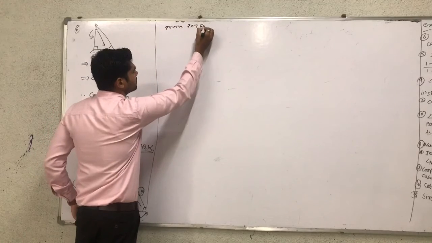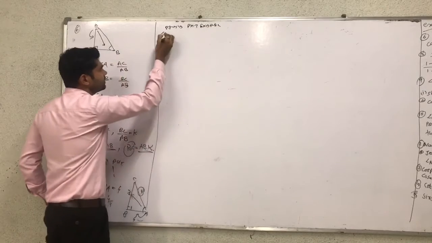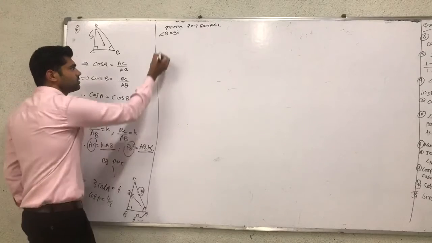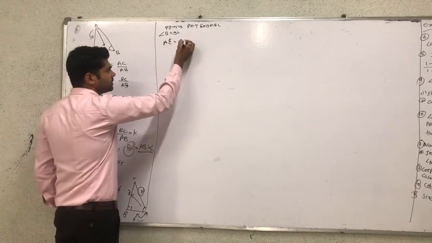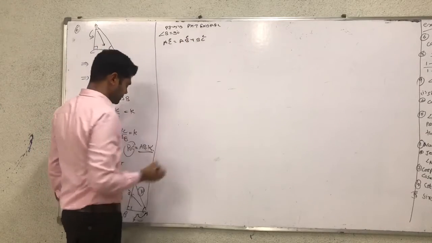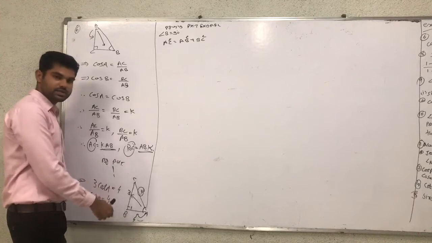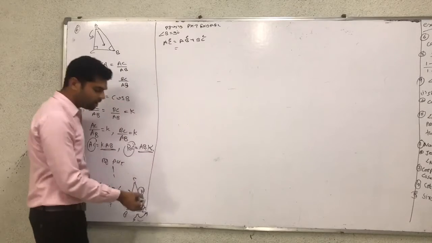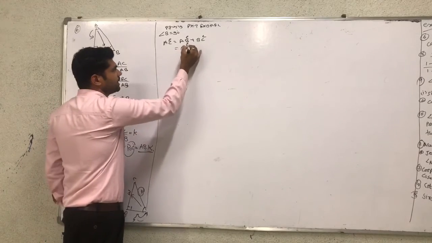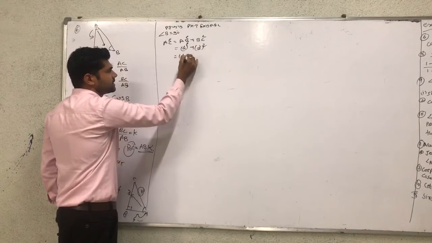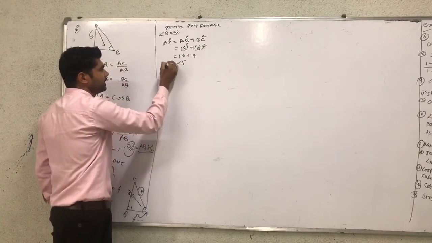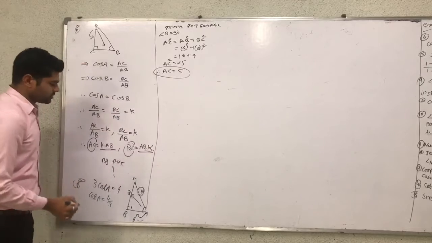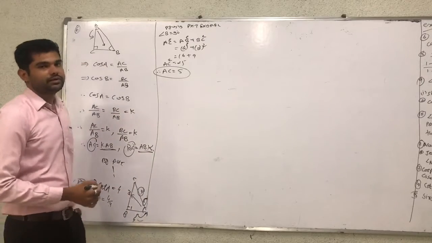By using Pythagoras theorem for triangle ABC, angle B is equal to 90 degrees. So Pythagoras theorem is AC square is equal to AB square plus BC square. AB square plus BC square is equal to AC square. AB is 4 and BC is 3, so 4 square plus 3 square. 16 plus 9 is equal to 25. AC square is equal to 25. Therefore, AC is equal to 5. So we find the value of AC is 5.